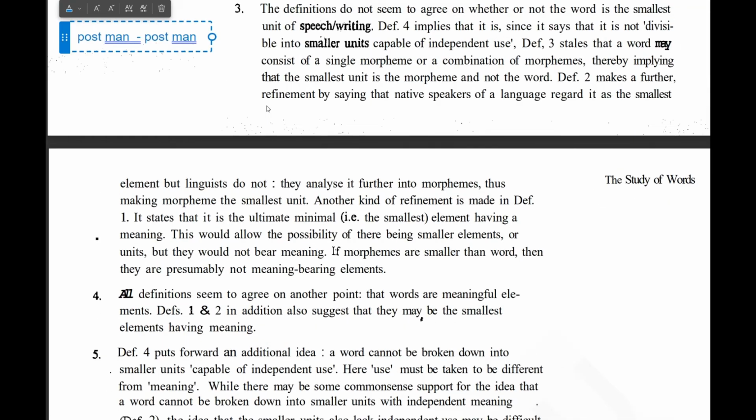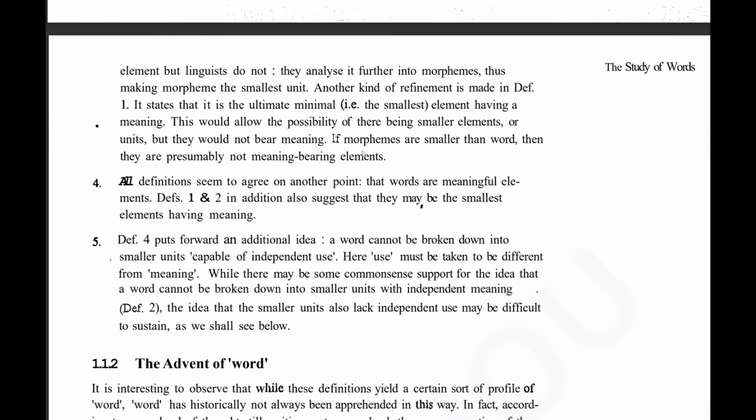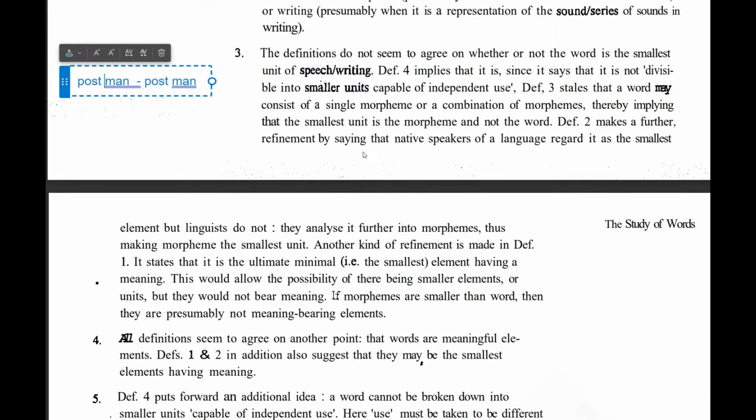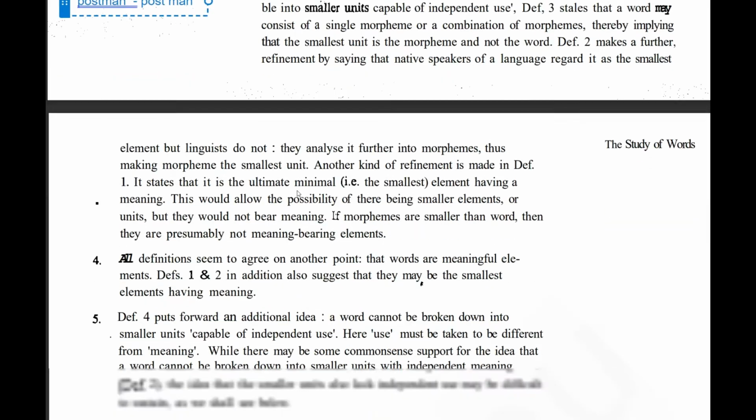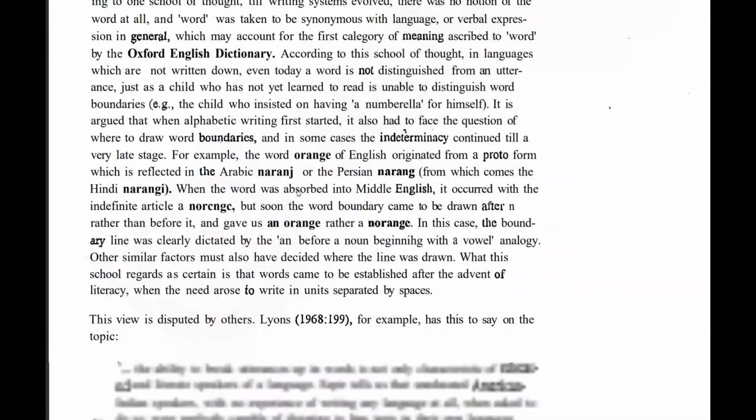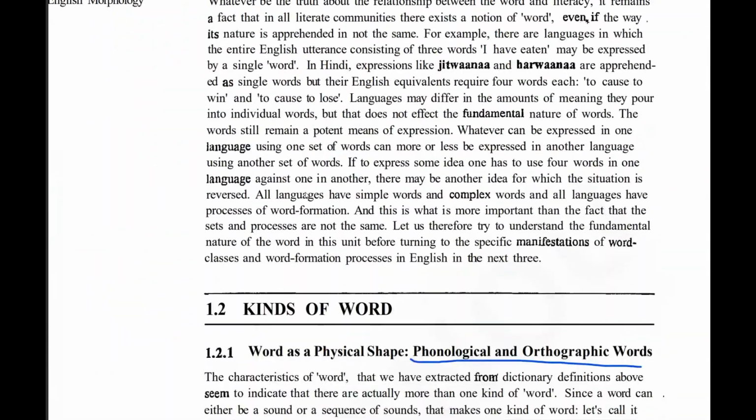We'll move forward and we'll understand what morphemes are, but that is by the end of this chapter. So before that, I will explain to you the things which are coming in between, and then we will understand whether postman is a word or not a word, or what's happening with it. Okay, so let's start with the advent of word.